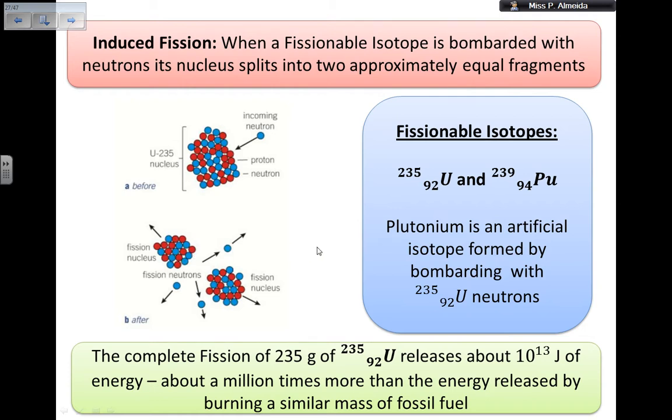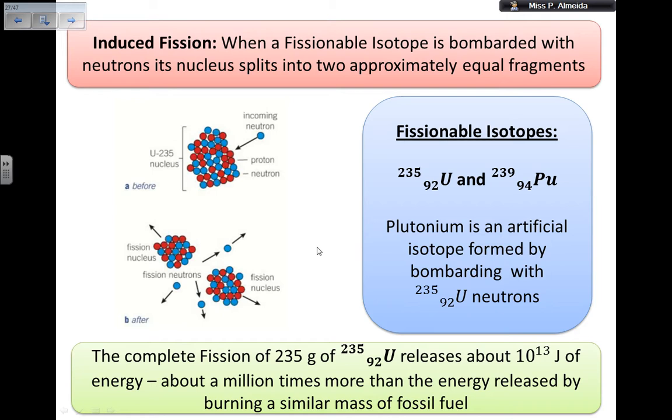Then that fission neutron still carries on and can make more fission events happen. And when you have the smaller nuclei, you also get two neutrons, one per nucleus, that are going to be emitted. So the isotopes that are fissionable are uranium-235 and plutonium-239. So you can use them, and power stations use them, okay? Now the plutonium is actually an artificial isotope that is formed when I bombard the uranium with neutrons, okay?